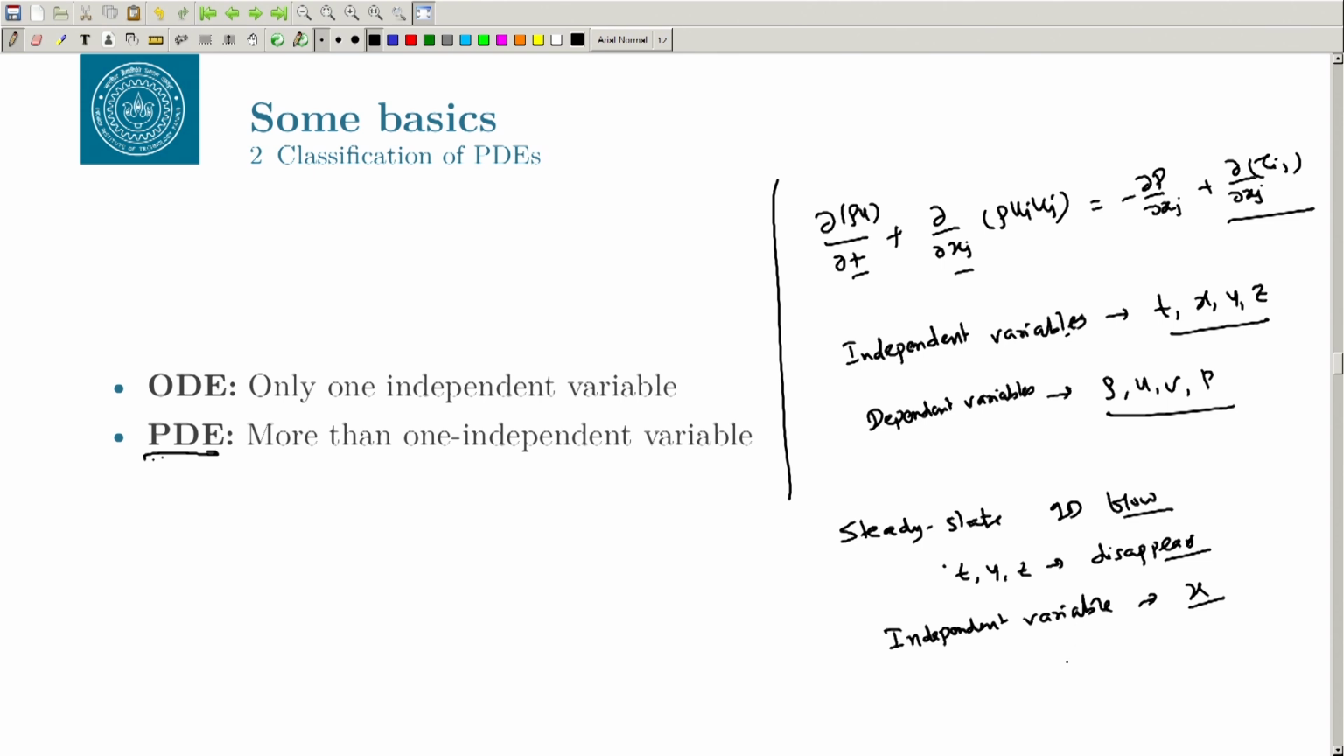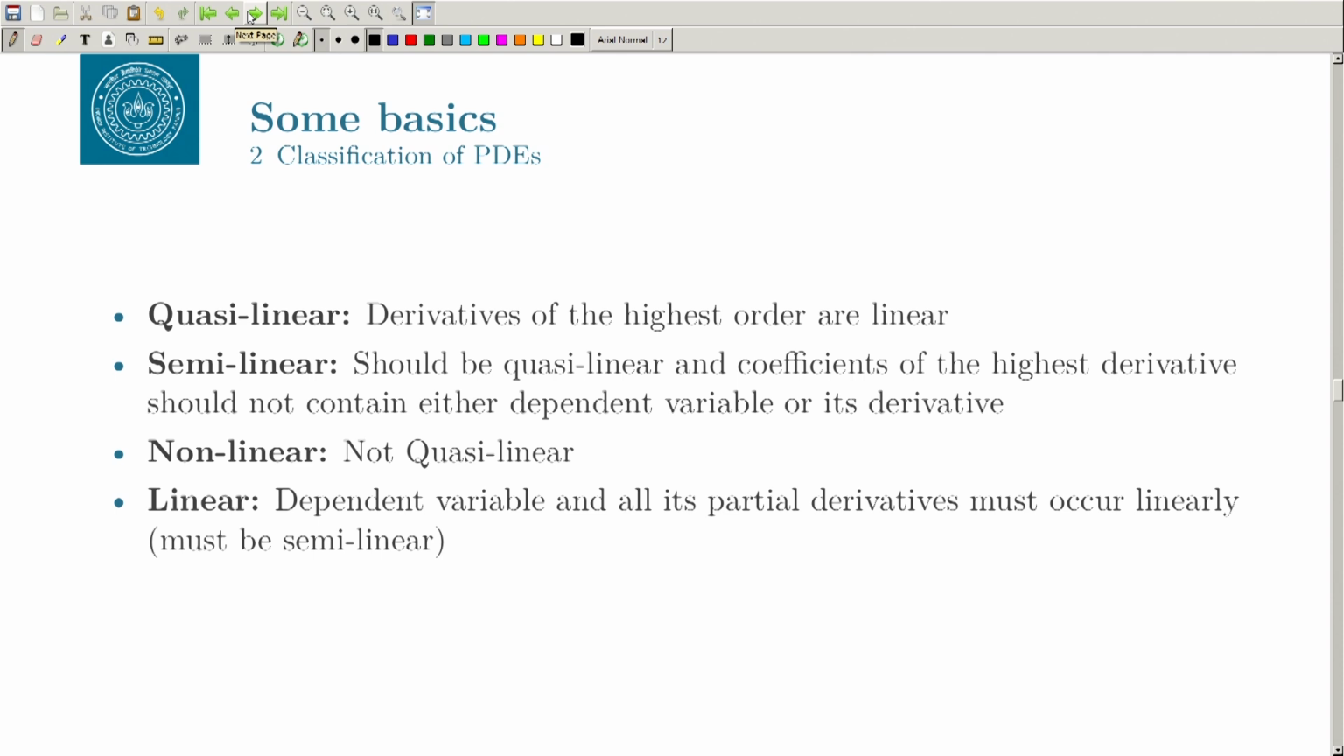So, for example, here rho can be expressed as rho of x, y, z and t. So, rho depends on all of x, y, z and t. So, rho is the dependent variable and x, y, z, t become the independent variables. Now, let us look at the different nature of the PDEs.